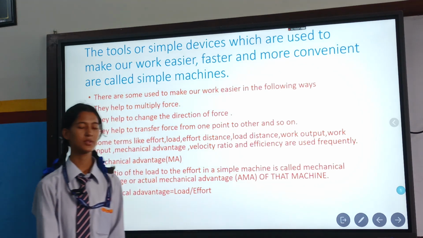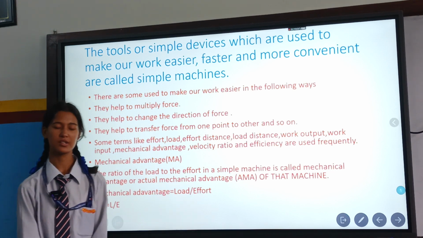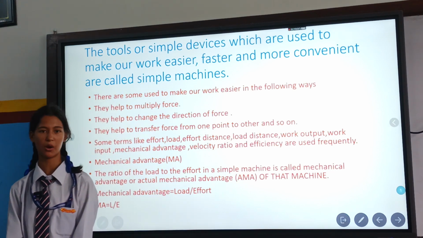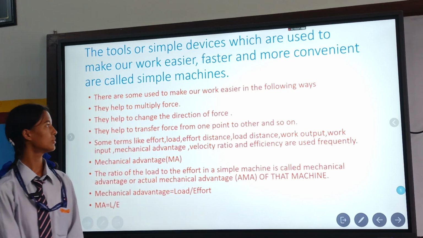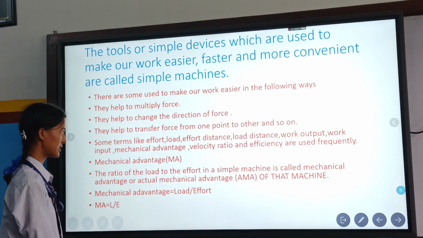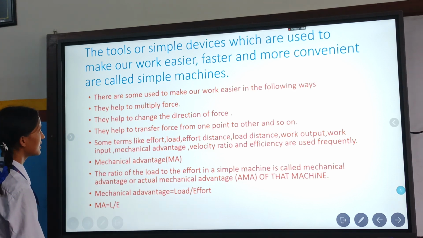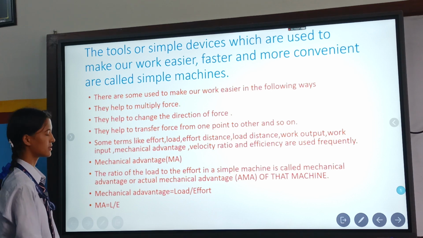Simple machine. What is a simple machine? A simple machine is a simple device which is used in our daily life which makes our work easier. If there is no simple machine, it is very difficult to work efficiently in our life. So here you can see the uses also, like it helps us to multiply force.